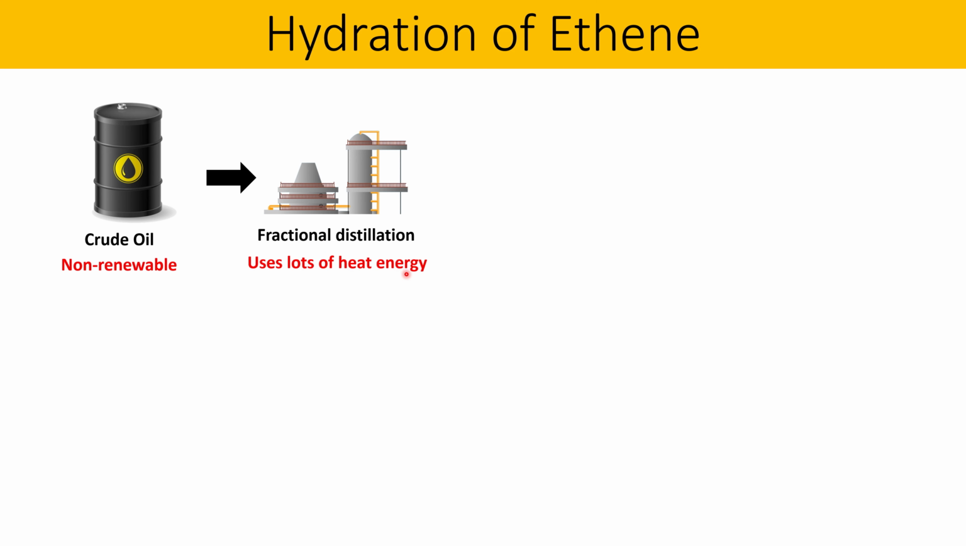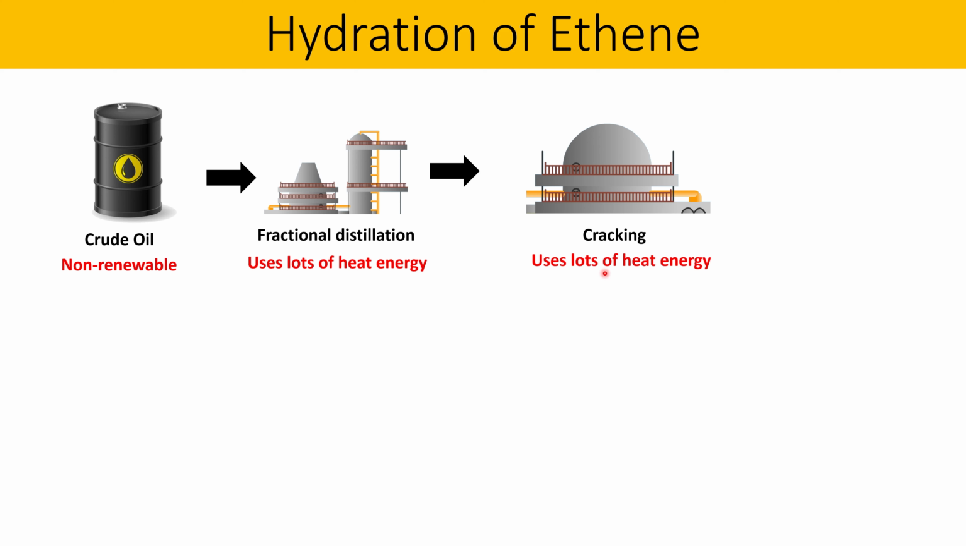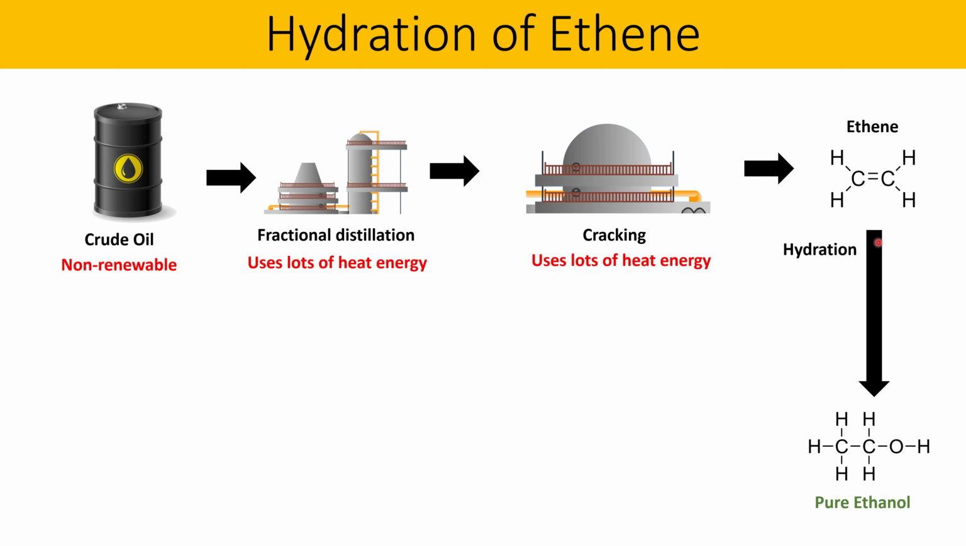Next up, the long chains that are in excess supply and low demand will undergo cracking, which again uses lots of heat energy. Remember that cracking produces a mixture of alkenes and alkanes. Some of those alkenes will be ethene, which will probably undergo a further distillation step before getting pure ethene. The ethene then undergoes hydration with steam and an acid catalyst, and this will produce pure ethanol straight away, so the solution you'll get is 100% ethanol with no further processes required.